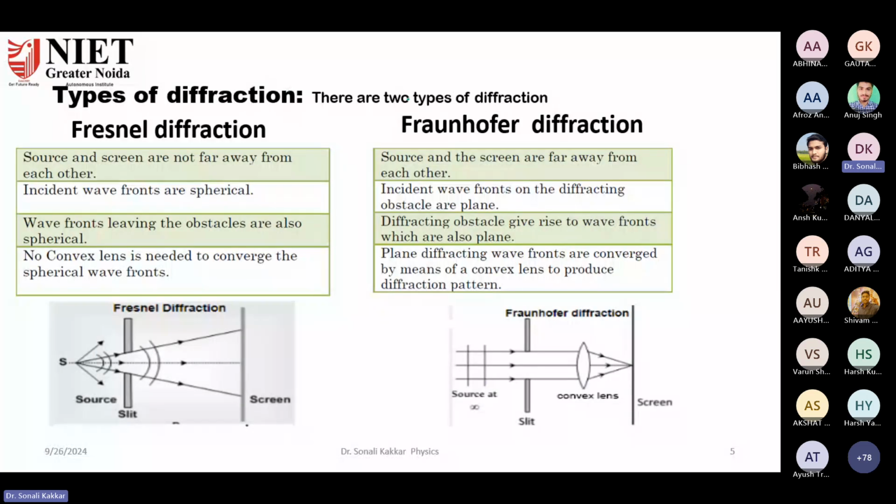There are two types of diffraction. I hope you have written the definition. There are two types of diffraction. First one is Fresnel diffraction. Second is Fraunhofer. You have studied this earlier, right? What is the difference between the two? Who will tell what is the difference between Fresnel and Fraunhofer?